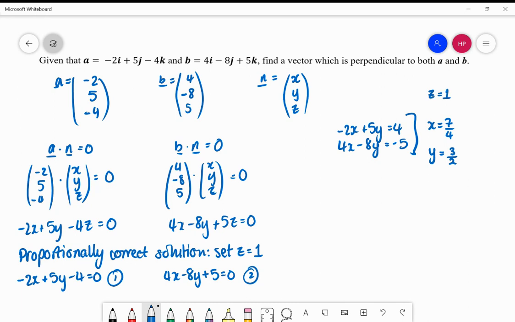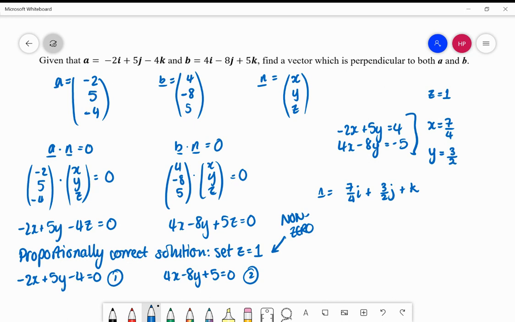Now, it was non-zero. That was really important because I don't want to remove z. I want to assume that z has a value and find out what x and y are proportionally compared to it. So my vector then ends up being 7 over 4 i plus 3 over 2 j plus k, 1k. And that would be my vector n, the one that is perpendicular to both of them.